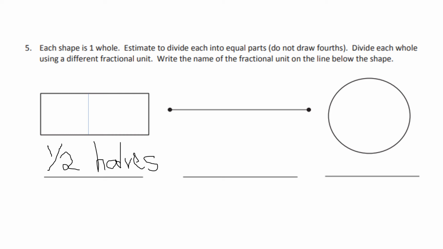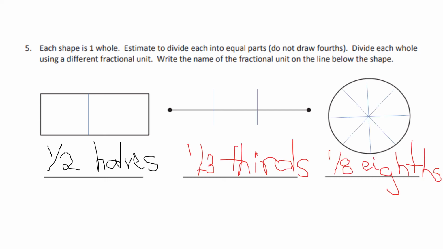And we're going to move on to see the answers. So you can see I drew in lines on the line for thirds. There are 3 pieces, and for the circle I made 8ths. Remember, yours may not look like mine, and that is perfectly fine. Just make sure you do not put fourths.